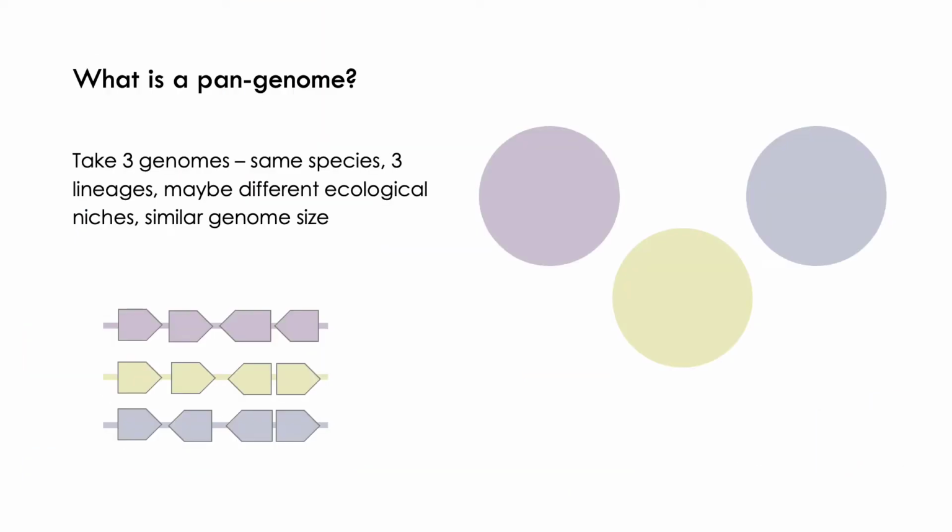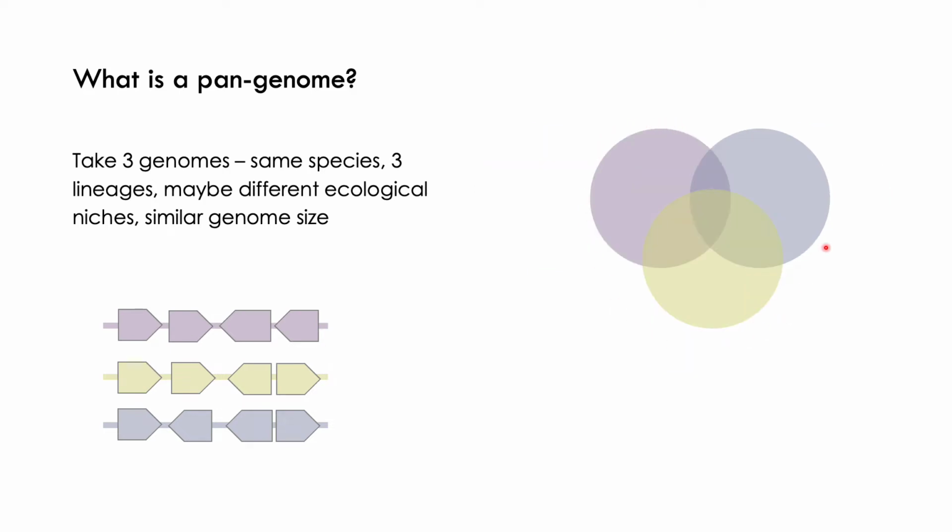So first up, just to define a pan genome. I'm going to run through an example taking 3 genomes. We've got the purple, the green, and the blue genomes. And for this example, they are the same species, but they belong to 3 different lineages. And maybe those lineages have different ecological niches. But for this example, they're a similar genome size, and they have the same number of genes, so 4 genes each. They're quite small.